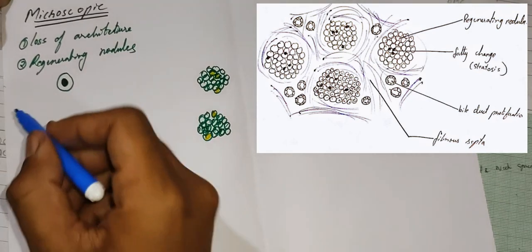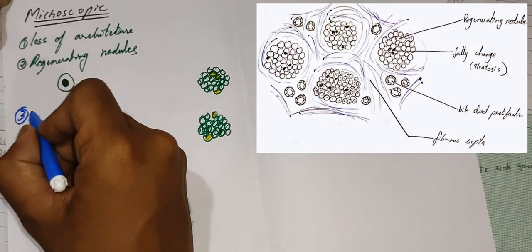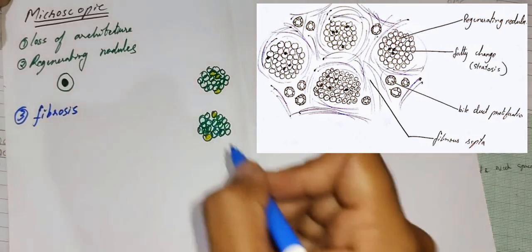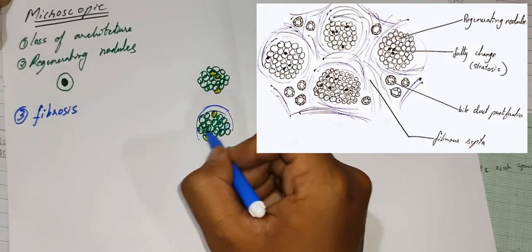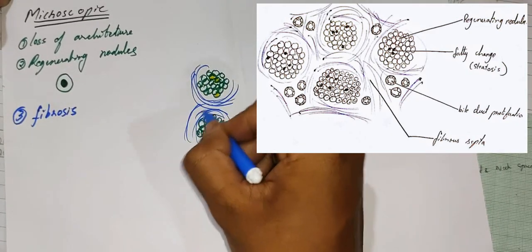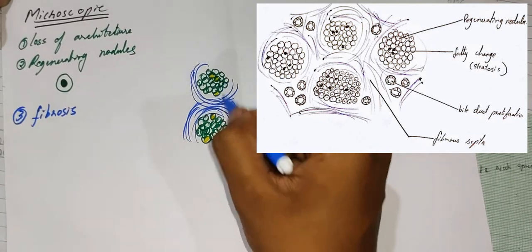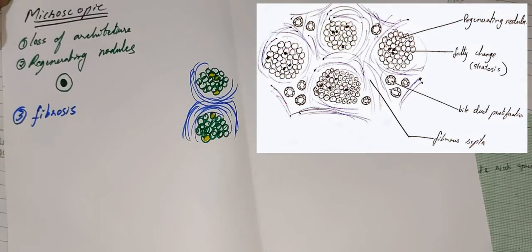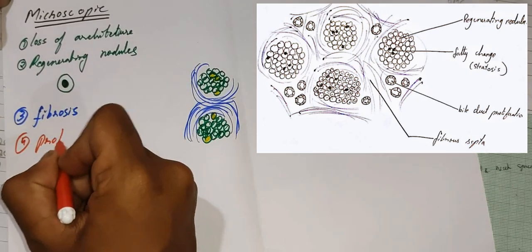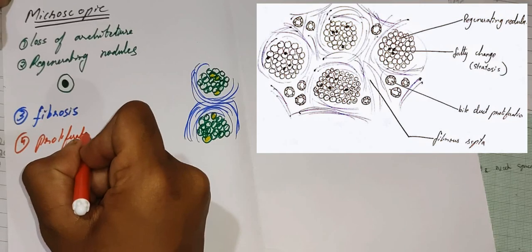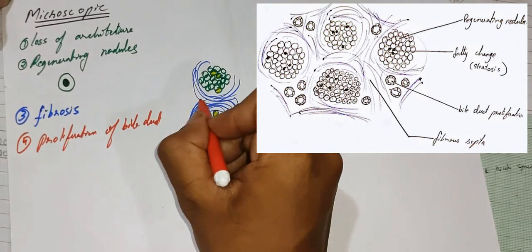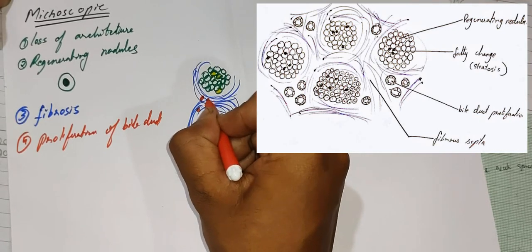Let's come to the next part. Important feature you will be seeing is fibrosis. This fibrosis, the fibrous septa, separates two nodules. And the fourth one is you will see proliferation of bile ducts. You will see so many bile ducts.